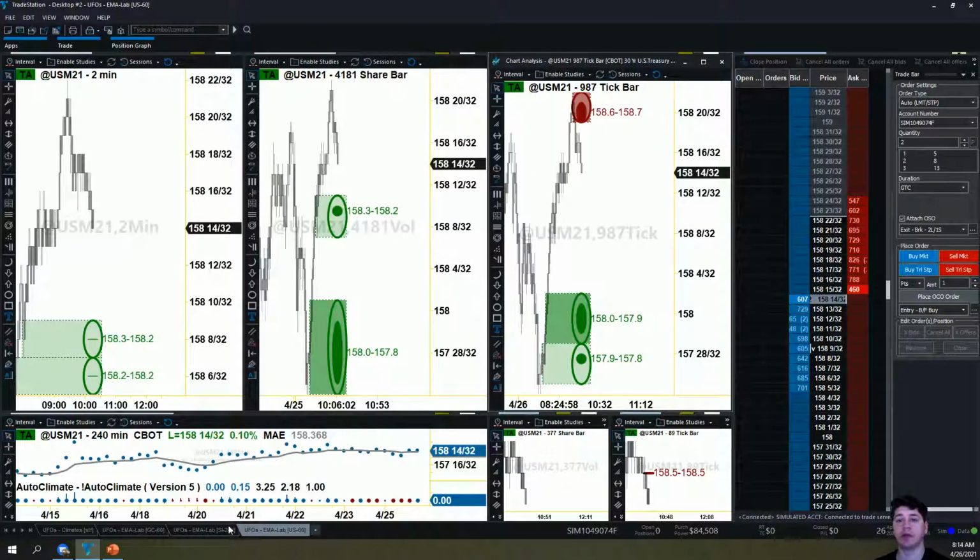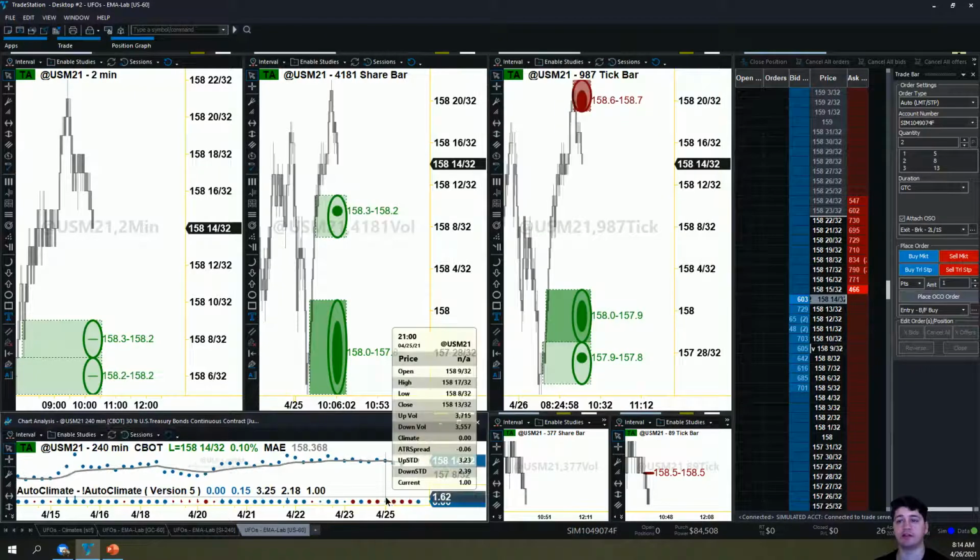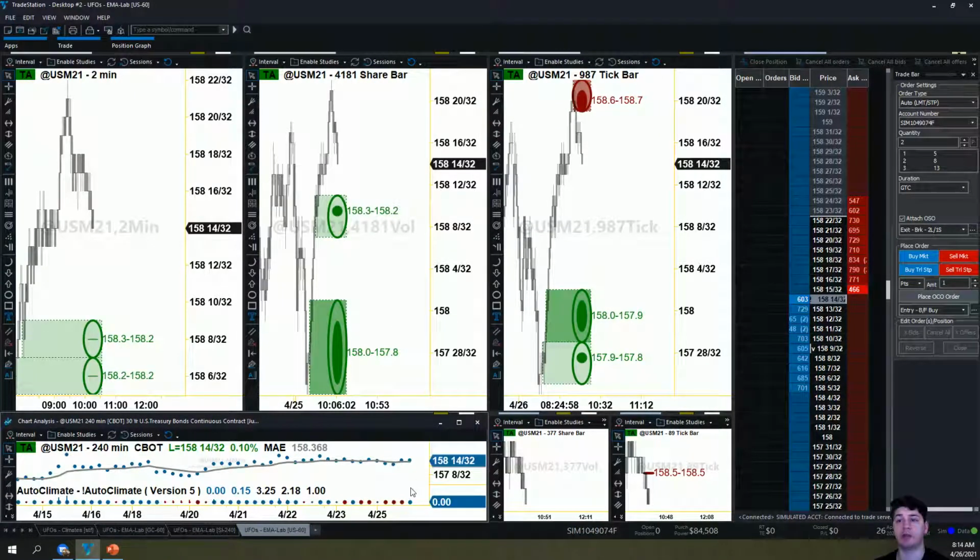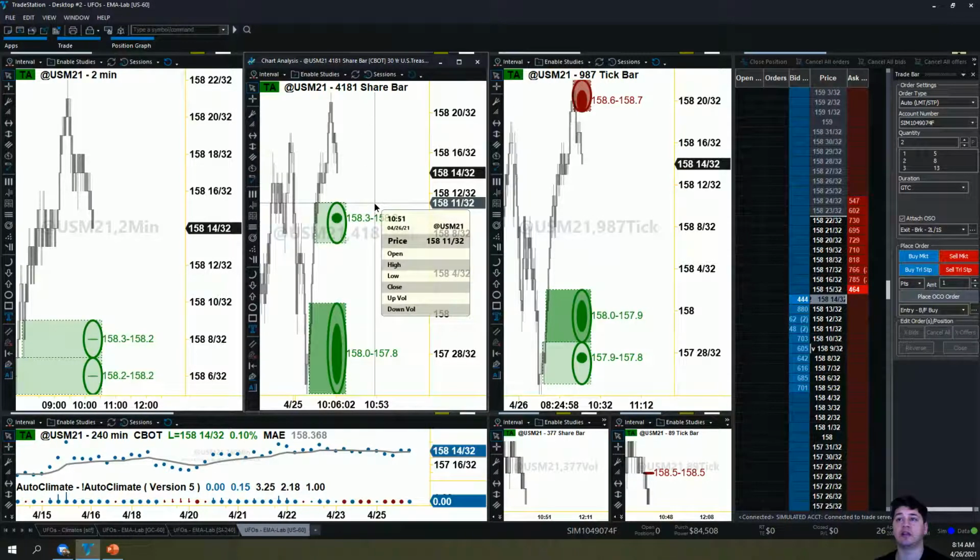Okay, so we got everything loaded up here. Let's take a look and see where we stand. So we have a confirmed up climate, 158.368, which will coincide with... actually, no, it won't. I was going to say that'll coincide with this UFO down below here.